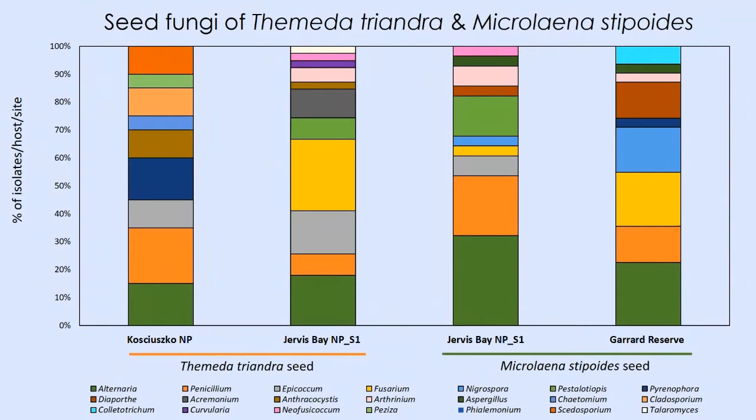With the seed fungi of Themata and Microlina, I'm now seeing a much more even mix of genera present. There is not really one dominant fungal genus that's present at each site. We see that Themata is not always dominated by the same fungal genus, and here we see the Kosciuszko population dominated by Penicillium, whereas the Jarvis Bay site is dominated by Fusarium. What we are seeing for Microlina is a similar picture to what we were seeing with the Banksias, in that each site is dominated by the same fungal genus, in this case Alternaria.